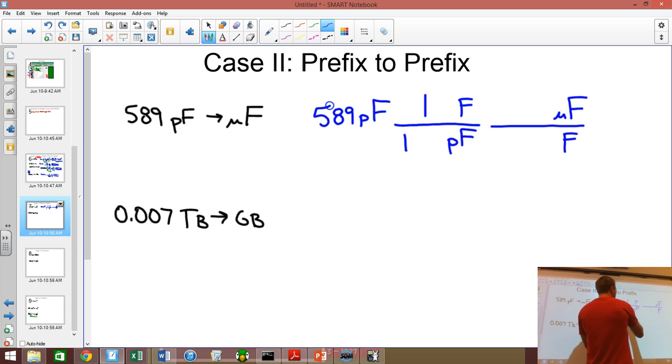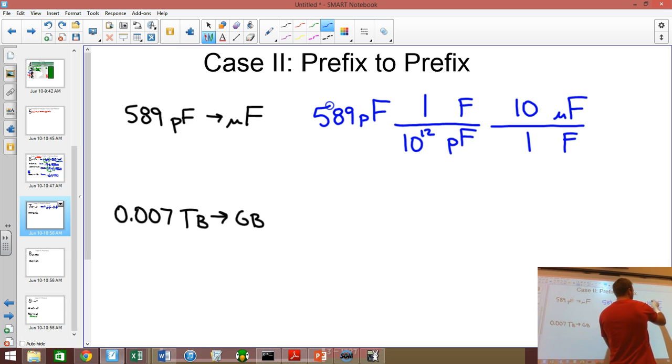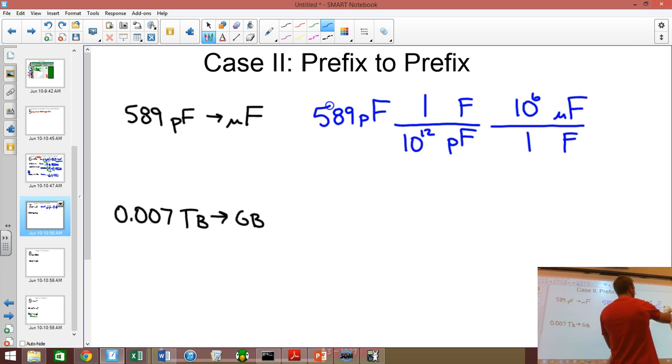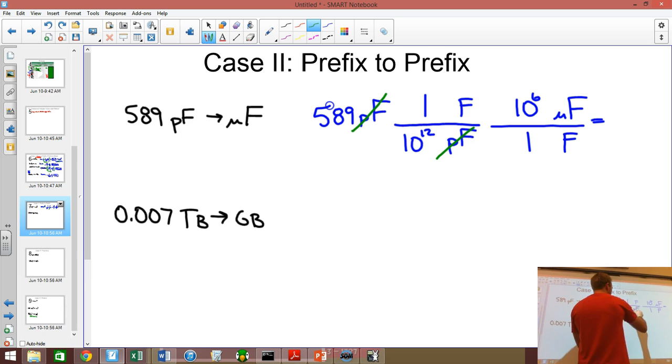And pico means Pikachu is how old? 12 years old. No negative exponents. F. This is the larger one because micro is very small. Micro sounds like million. 10 to the 6th. So you multiply by everything on the top. I look and see what cancels here. Picofarads cancels picofarads. Farads cancel farads, and I'm left with microfarads.